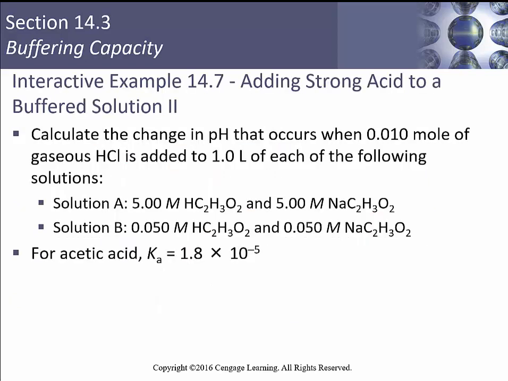We're going to calculate the change in H+ that occurs when 0.01 moles of gaseous HCl is added to 1 liter of each of the following solutions. Either a 0.5 molar acetic acid and acetate solution, or a solution of 0.05 molar acetic acid and acetate solution. For acetic acid, our Ka is 1.75 times 10 to the minus 5.